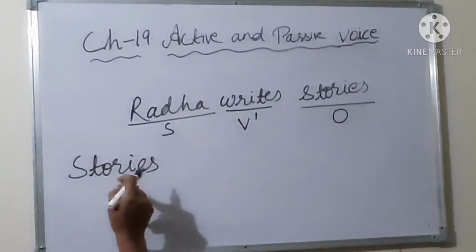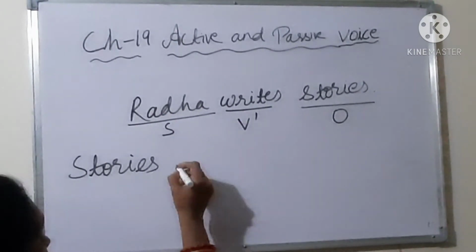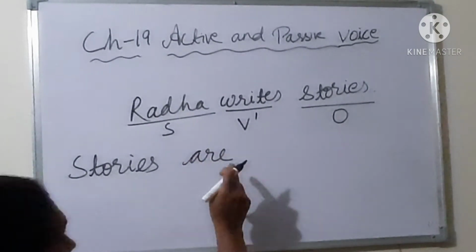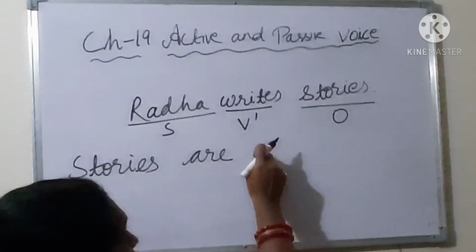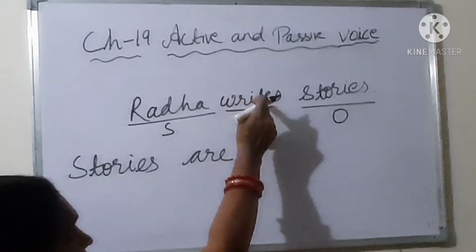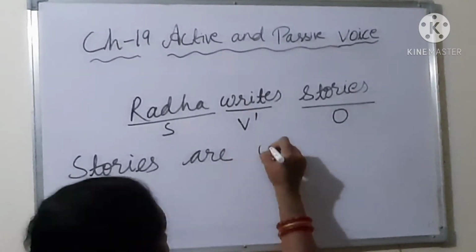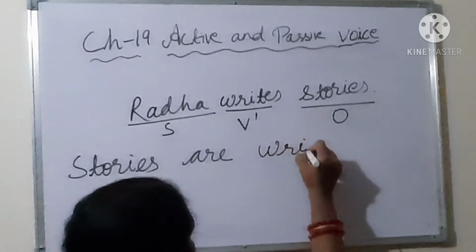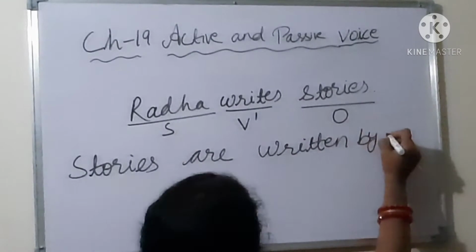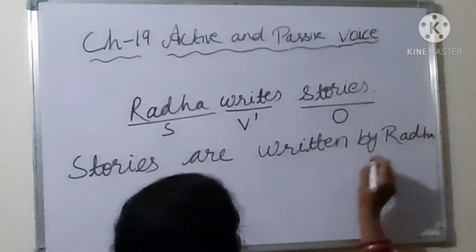Children, stories is plural, so near stories we will write the present auxiliary are. Stories are. After that we have to use the past participle form of the main verb. Here the main verb is write: write, wrote, written. So stories are written by Radha.